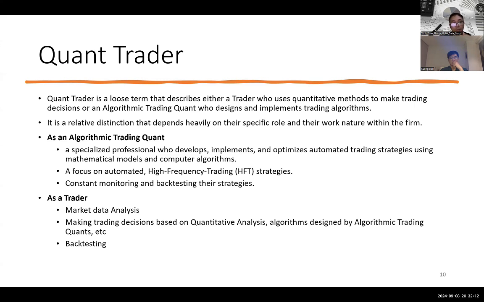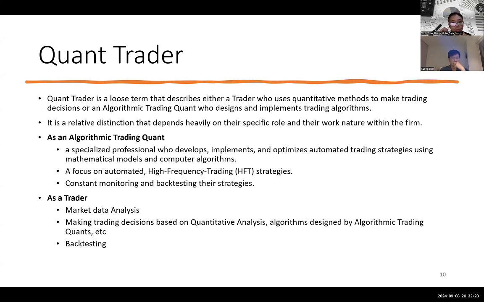And I come to the third part, maybe the most mentioned quant type in Vietnam, or maybe the only one that I heard about in Vietnam, which is the quant trader.